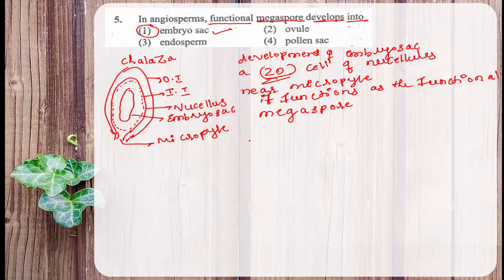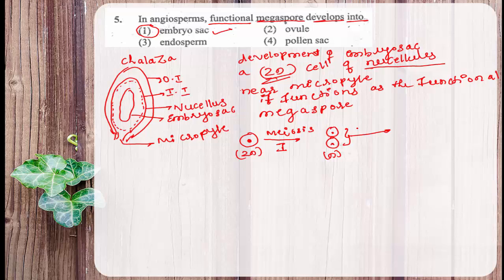So let us consider this is diploid megaspore. From which structure it is developed? It is produced from the nucellus, and cells of the nucellus are diploid in condition, so the functional megaspore is also in the diploid condition. What happens? This undergoes first meiosis, and gives rise to the formation of two haploid cells. Both the cells are haploid.